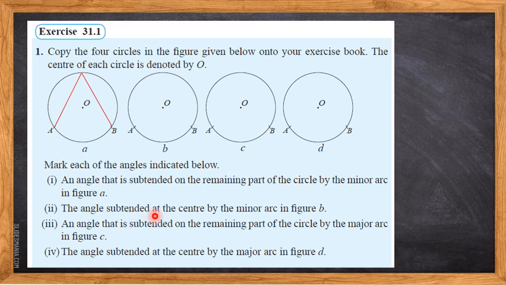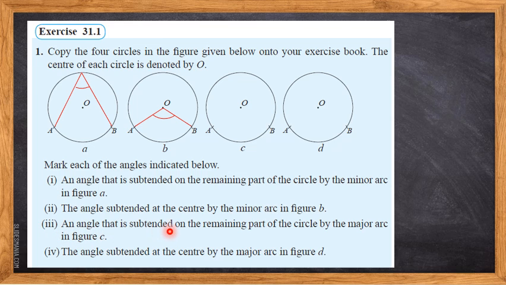The angle subtended at the center by the minor arc in figure B. You have to mark the angle subtended by the minor arc on the center in figure B, in the second figure. Right, let's see how to draw that. Okay, this is the angle that is subtended on the center by the minor arc AB. Right, let's look at the third part.